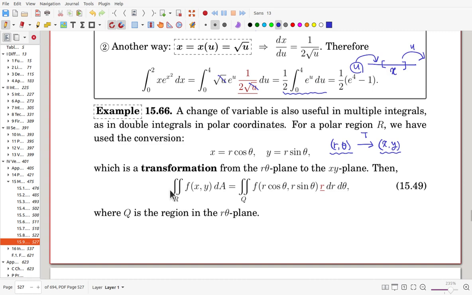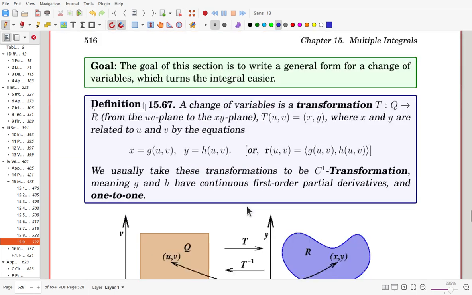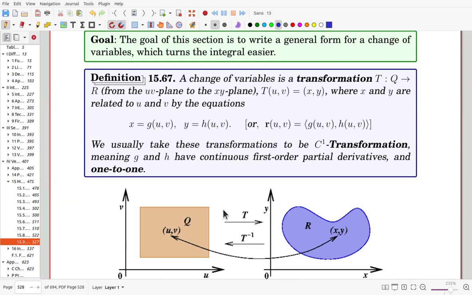So the integral over R in the xy domain can be written from the pre-domain Q, with f as a function of r and theta, times r dr d theta. This r is the scaling factor. So that is exactly an example of using a pre-domain. Now we'll study it quite systematically so that you can apply this technique to very important problems. A change of variables is a transformation T from Q to R, from the uv plane to the xy plane.